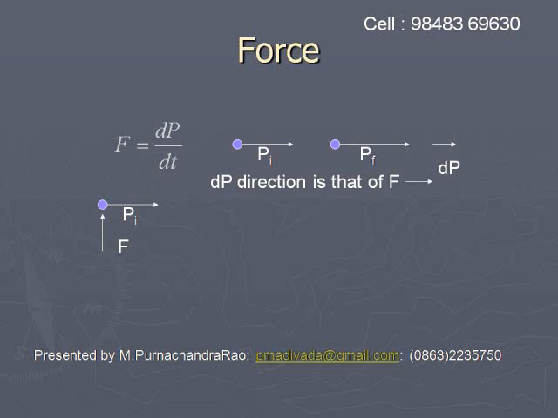If Pi is horizontal and force is applied vertically in the upward direction in the second figure, then dp will be in the upward direction. So, the resultant momentum Pf will be the vector sum of Pi and dp. It is shown in the third figure, right side. Then the magnitude of Pf will be square root of Pi square plus dp square.